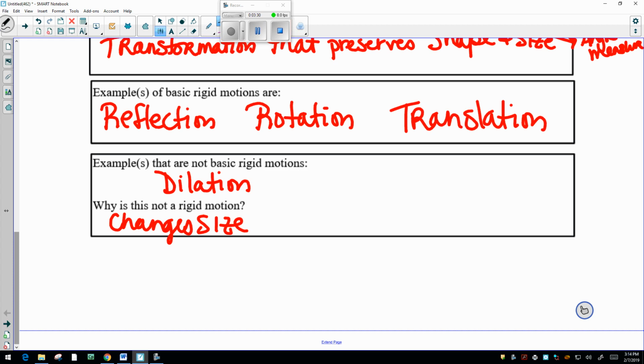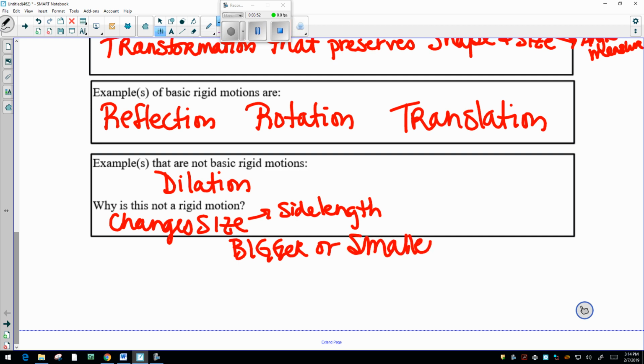And in particular, when we said size, maybe it changes the side length, making it perhaps bigger or smaller. So it changes size, side length in particular that we're looking at. It could get bigger or it could get smaller. So think dilation, when your eyes dilate, they get bigger, they get smaller.